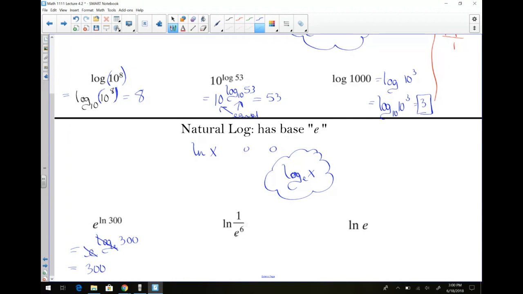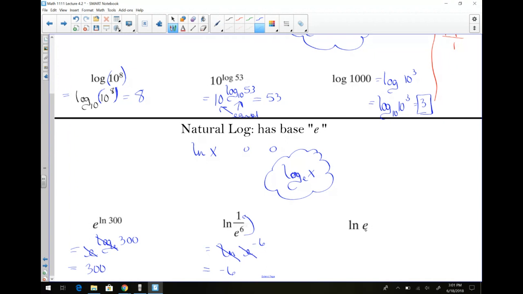we'll just go ahead and cancel those things out. So if I were to move this e to the 6 up to the numerator, I would have this natural log of e to the negative 6. Well, this natural log and this e are right beside each other. They're inverses of each other, so I know that this whole entire thing equals negative 6.